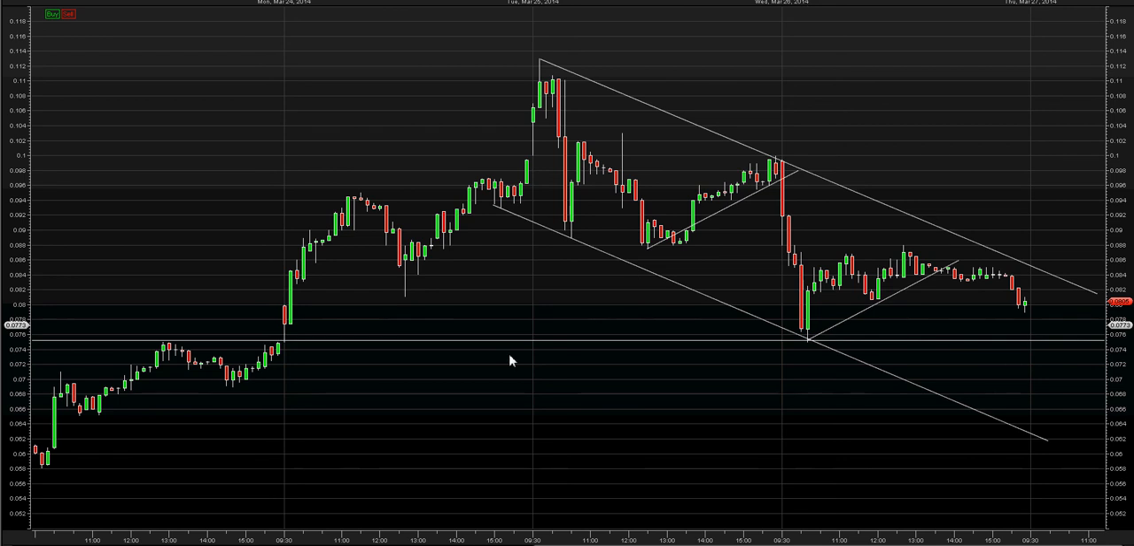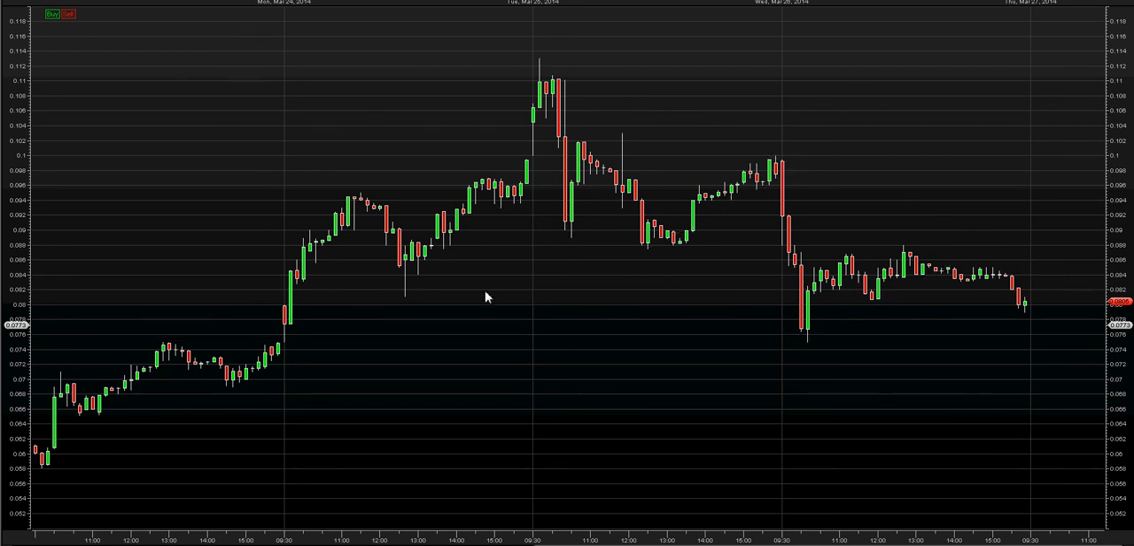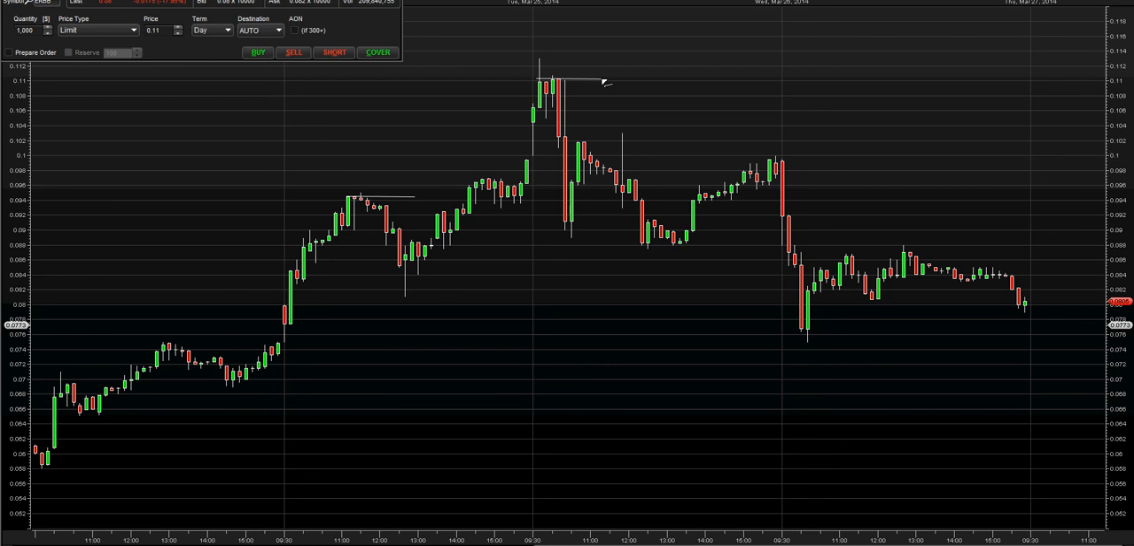The other thing I saw, let me clear all of this, is this entire move here is a head and shoulders pattern. We have a left shoulder here. The head. If you guys don't know what a head and shoulders pattern is, Google it. It's very, very common.